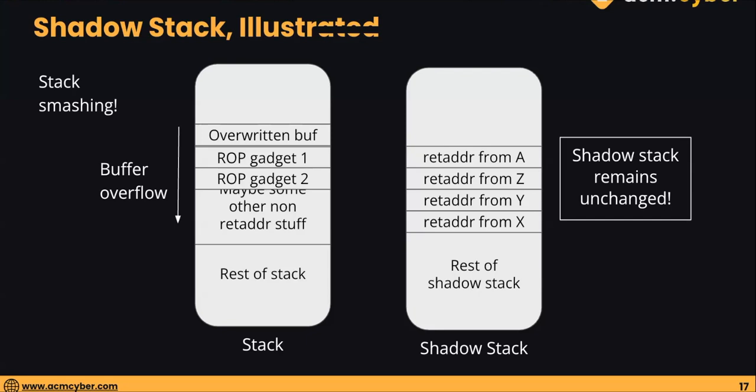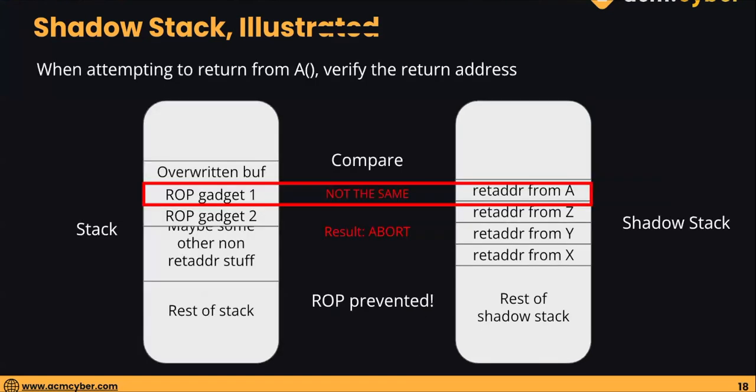Because the shadow stack is allocated at a different part of memory from the actual stack, the shadow stack remains unchanged. So now when we are trying to return from function A, we compare what's at the top of the shadow stack with what's at the top of the current stack. And now we see that they are not the same. This is the verification. When the comparison fails, we abort the program, and this prevents ROP gadgets from being actuated. So this is just how the shadow stack works.